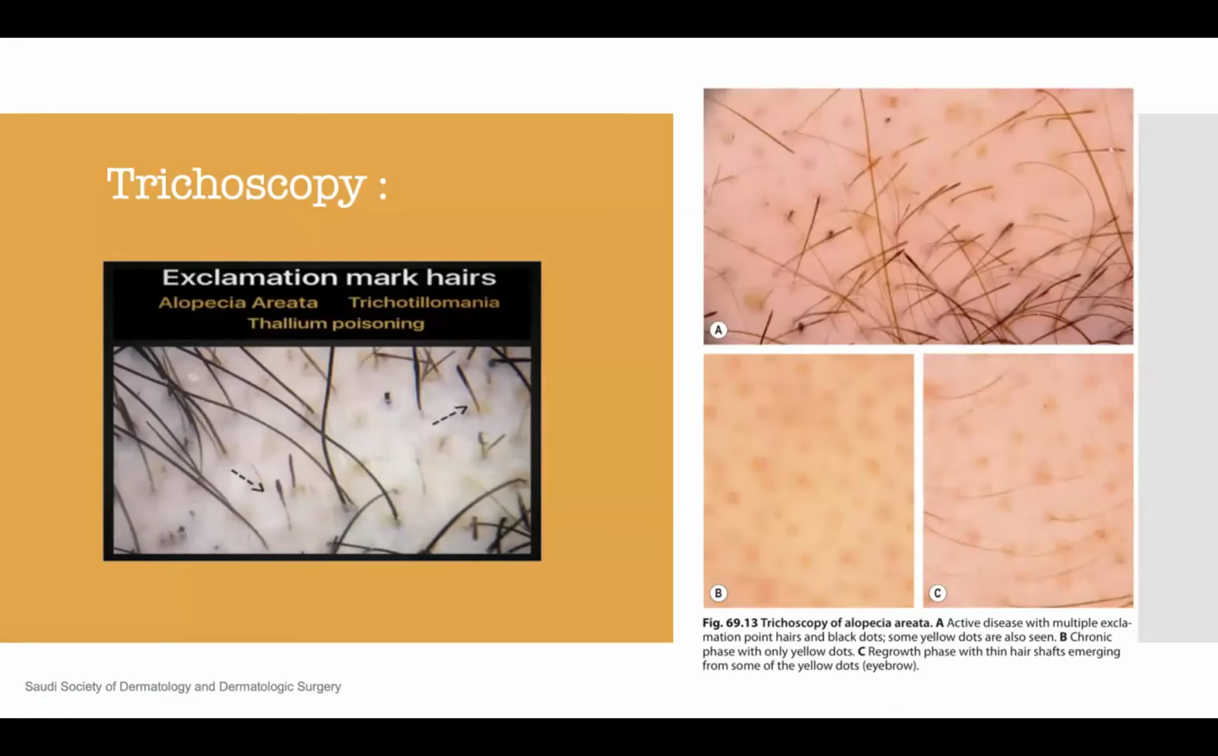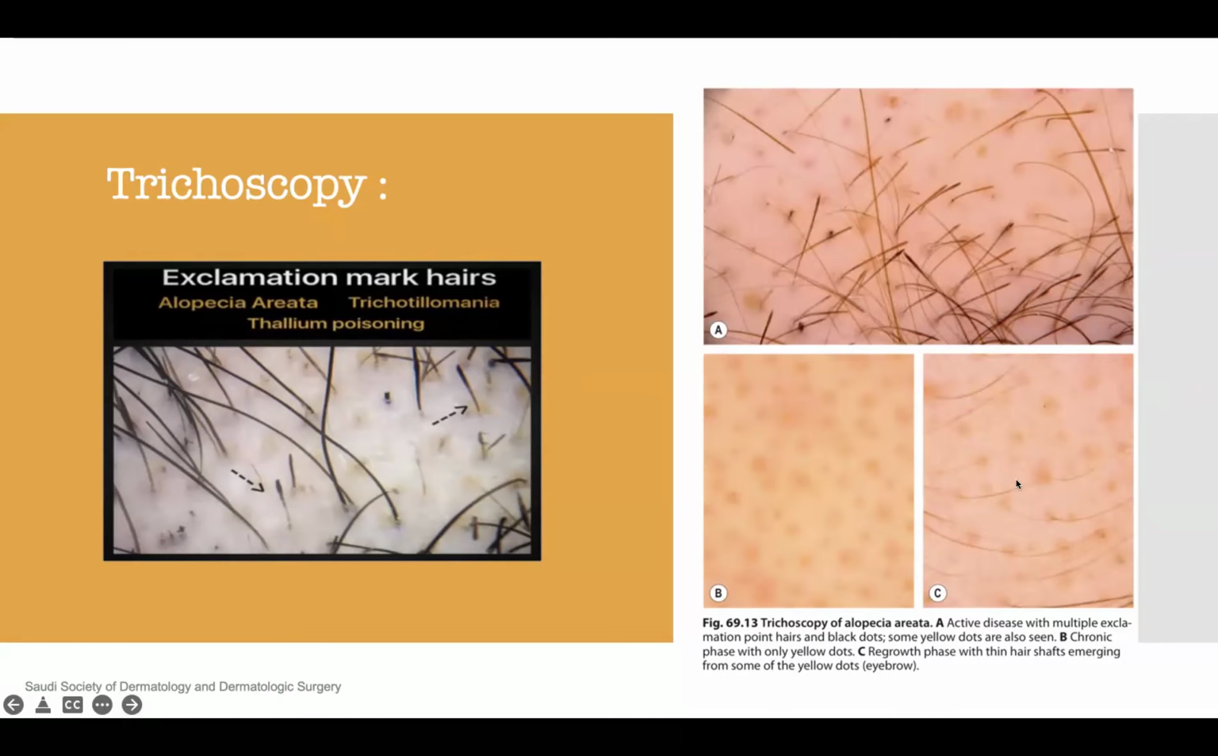Trichoscopy feature. One of the common signs that we can find in patients with alopecia areata is the presence of exclamation mark hairs. But again, exclamation mark is not specific to alopecia areata; it can also be found in trichotillomania. As we can see here in the picture, we can see multiple exclamation marks. That's what we call it, exclamation mark. These are black dots, and some are yellow dots as we can see here also.